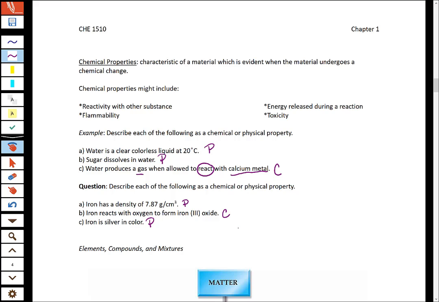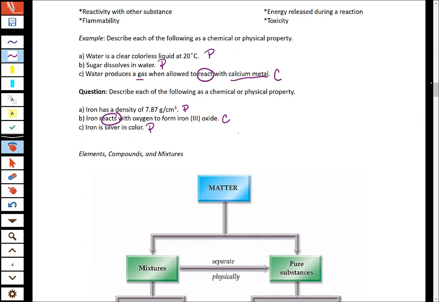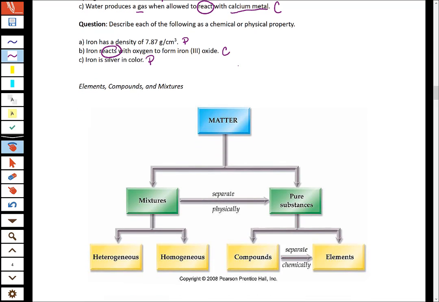All right, so you took a moment, you looked them over, and here we are: physical, chemical, physical, right? Density and color are physical properties. We see the word react from letter B, we automatically know we're talking about a chemical change. So the last section of this video is going to be classification of matter. So I'm going to say a bunch of stuff on this page and just note that it's summarized in words on the top of the next page.